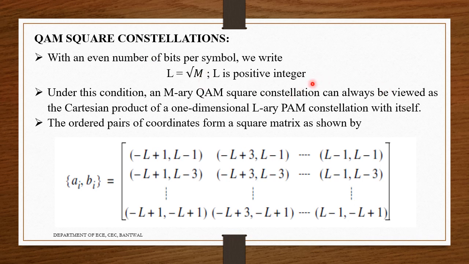L is a positive integer. Under this condition, the M-ary constellation can be viewed as the Cartesian product of a one-dimensional L-ary PAM constellation with respect to the L-ary PAM. So we do not worry too much about the square matrix of this one. A and B are the cos function and the sine function, one value and second value. One goes this way, one goes that way. So this is phi 1 and this is phi 2. When you solve a problem, you will have a clear idea. So this is a generalized expression, so I will not waste much time here. We will solve one problem in detail, so we will have a clean idea of how we are doing it.